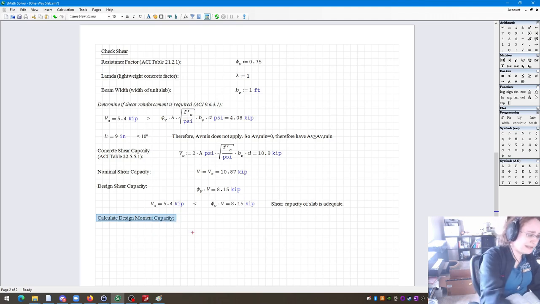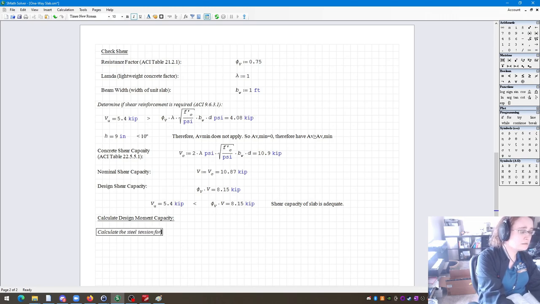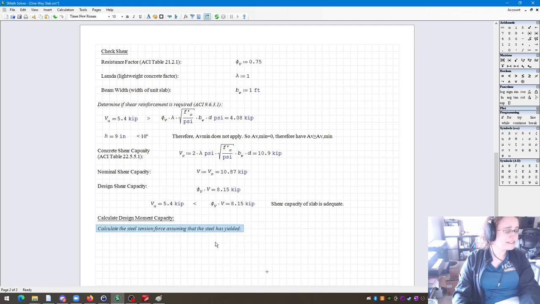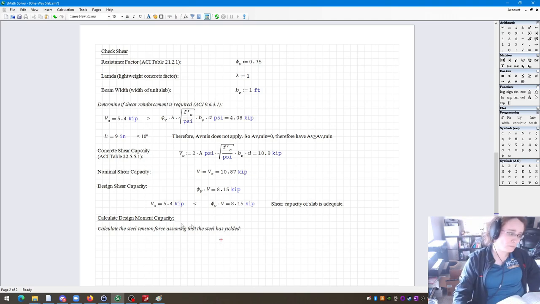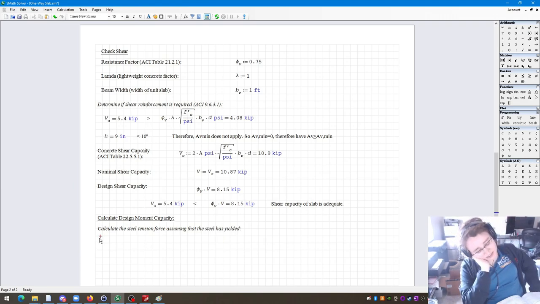Go ahead and label that as a new section to underline. So, assuming this, calculate the steel tension force, assuming that the steel has yielded. Well, we're going to have a slight problem, and that problem is that we don't know our area of steel yet. So instead, what we can do is guess an area of steel and then iterate until we get a certain required area of steel. And this would be the area of steel per foot of slab.